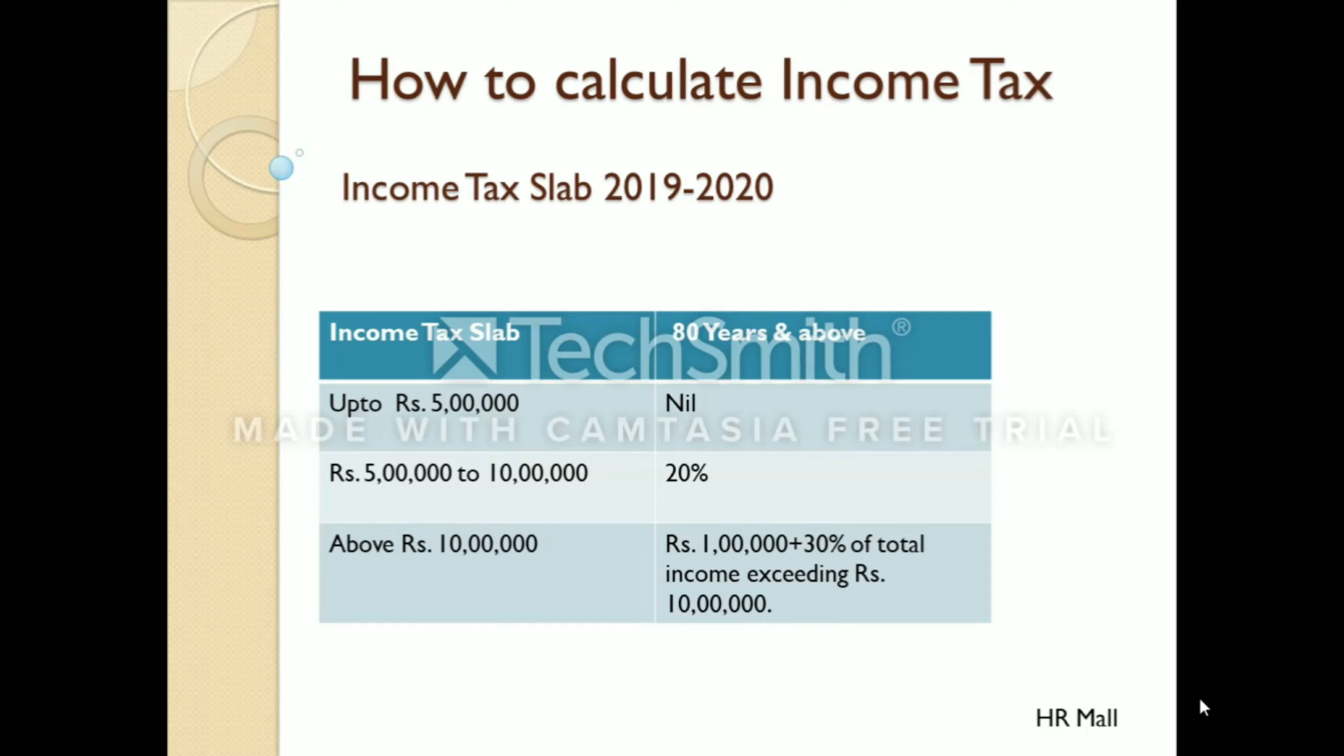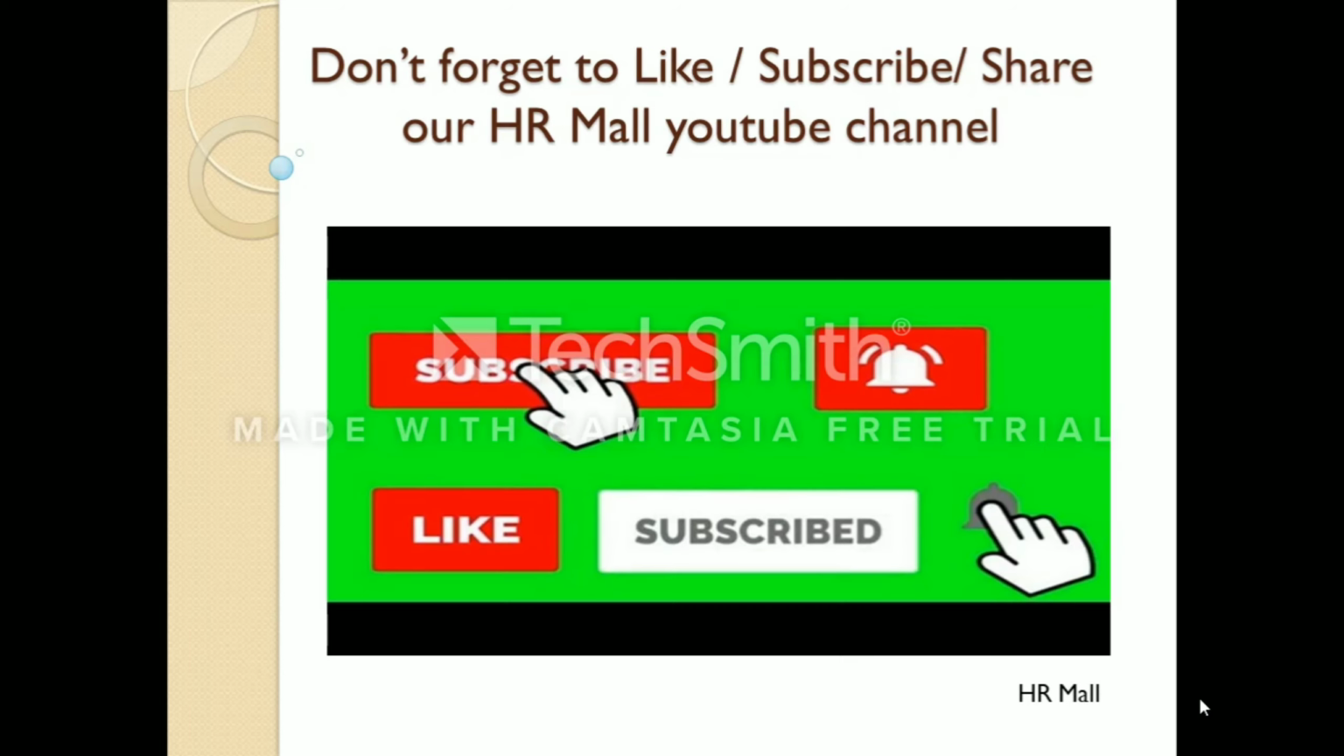For 80 plus, it is up to 5 lakh nil; 5 to 10 lakh 20%; above 10 lakh it is 1 lakh plus 30% of the total income exceeding 10 lakh. So these are the slabs for 3 different categories.